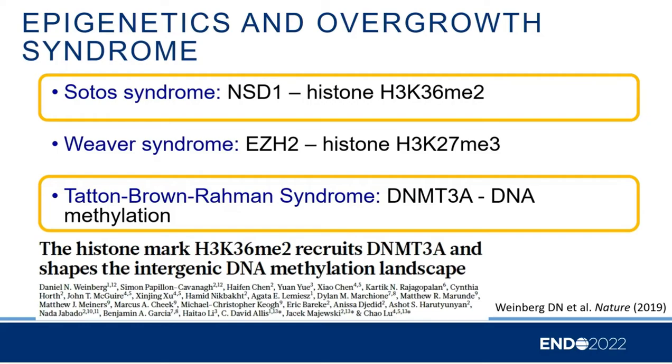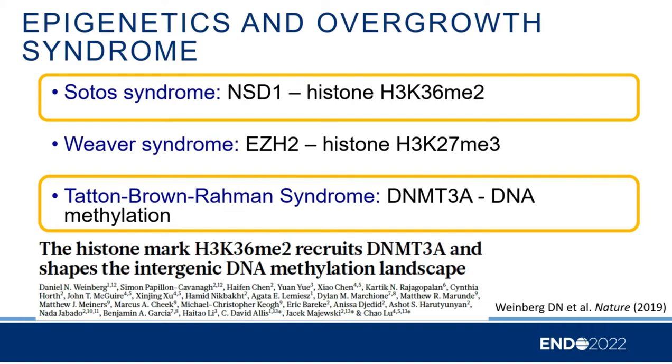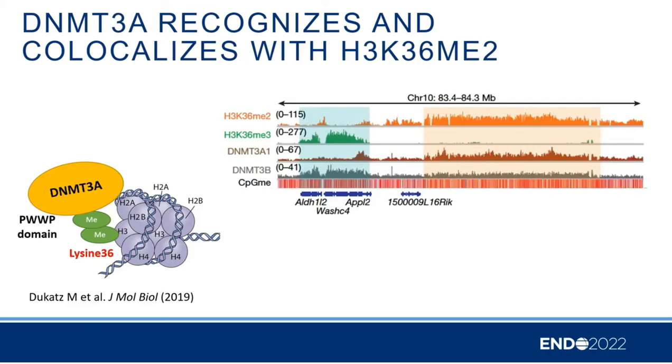There's this 2019 Nature paper that found a connection between NSD1 and DNMT3A binding. It turns out DNMT3A has a PWWP domain that can recognize and bind to H3K36 dimethylation. And in this study, using some embryonic stem cells, when they did ChIP-seq, they found that H3K36 methylation and DNMT3A were both co-localized in some intergenic regions outside the gene body.